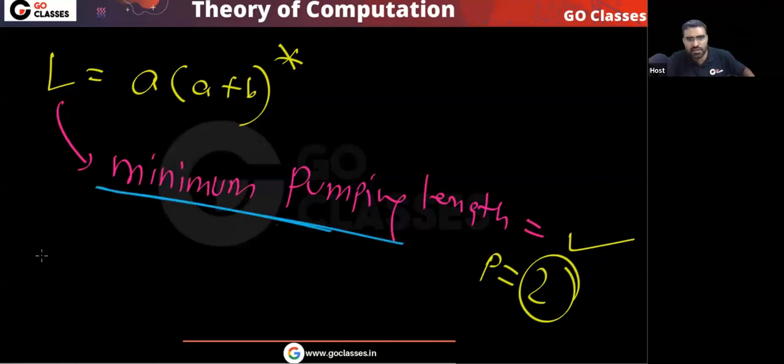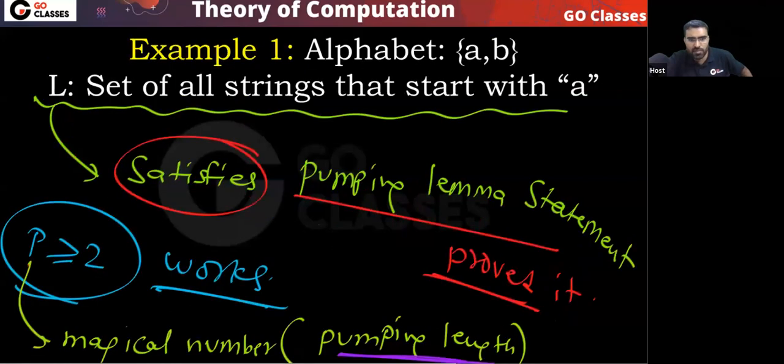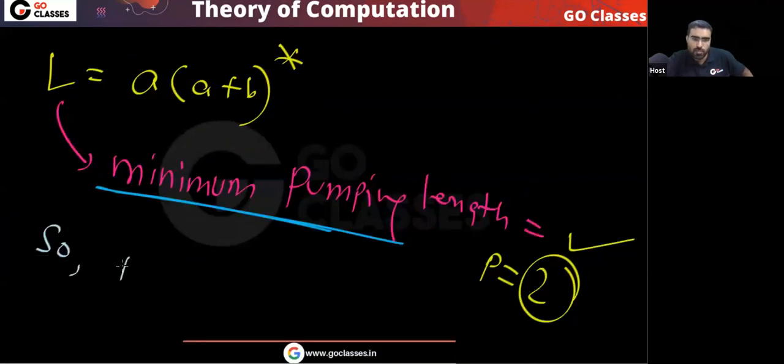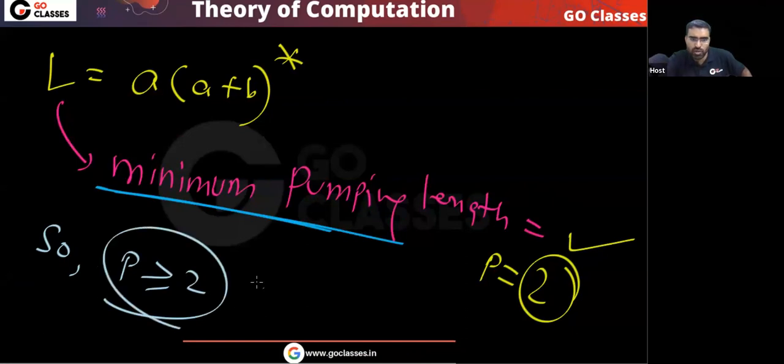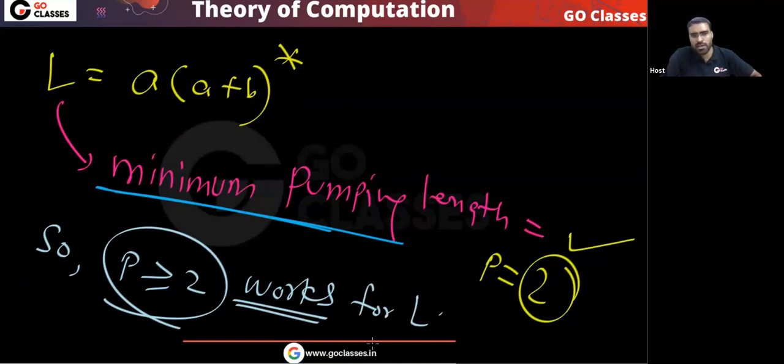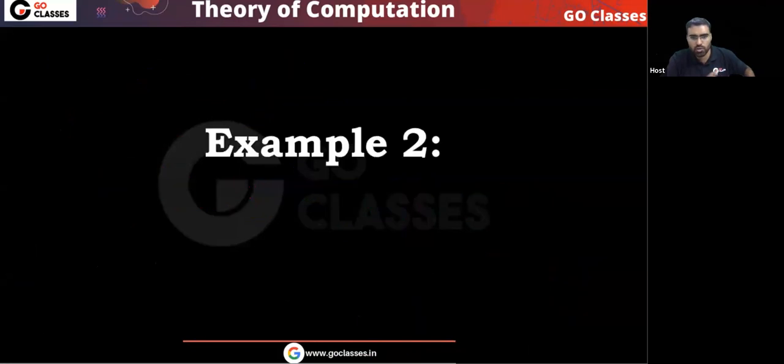If 2 is working, then every number greater than or equal to 2 will work. So p greater than or equal to 2 works for L. So this is your language. I hope you understood so far.